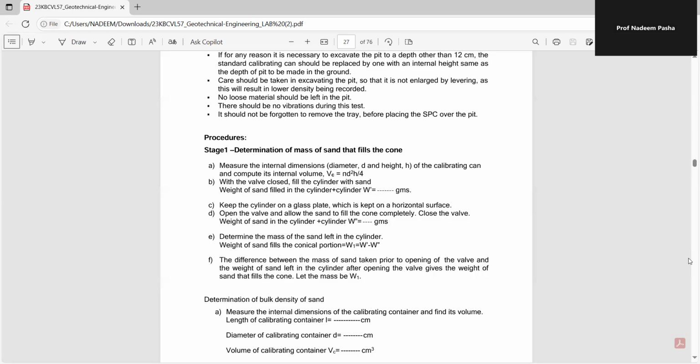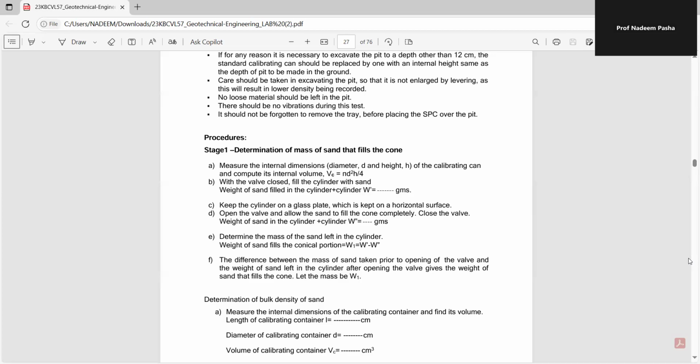Stage 1, determination of mass of sand that fills the cone. Number 1, measure the internal diameter D and height h of the calibrating can and compute its internal volume. So V is equal to pi d square into h by 4. With the valve closed, fill the cylinder with sand. The weight of sand plus cylinder is equal to Ws grams. Keep the cylinder on a glass plate which is kept on a horizontal surface.